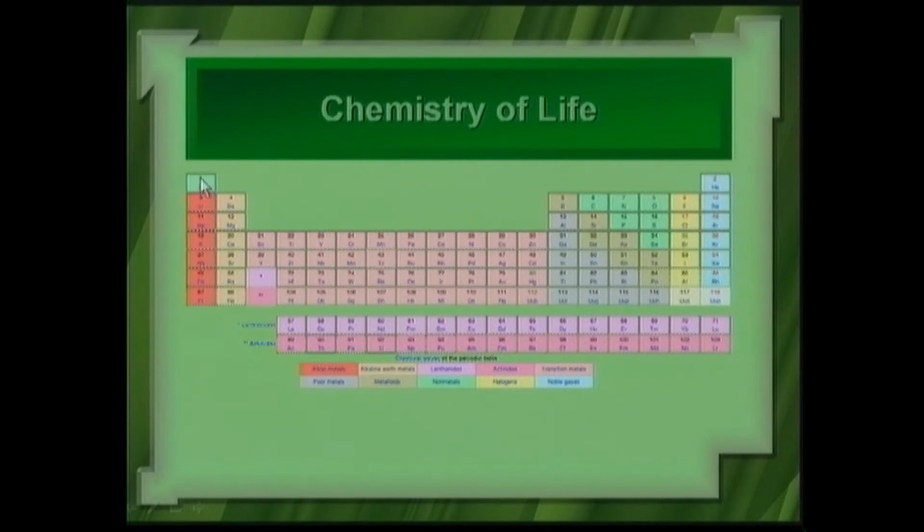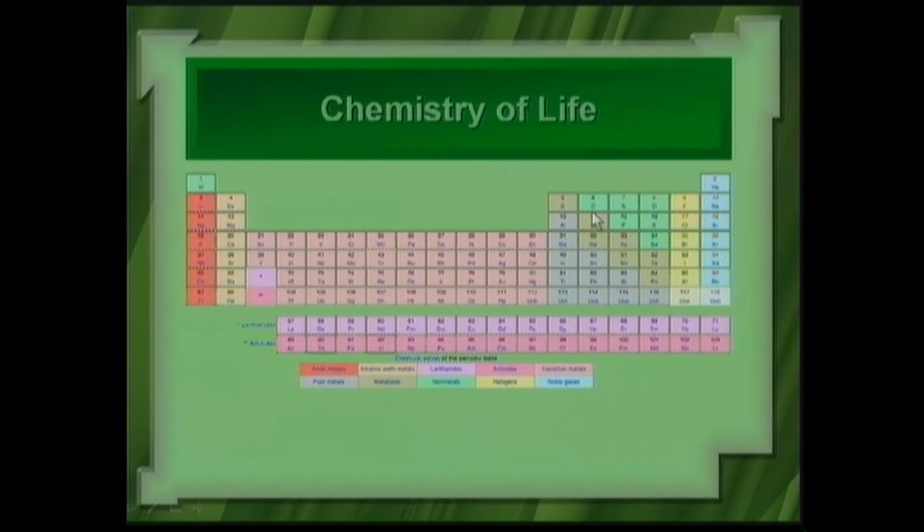What does 1 stand for? In hydrogen, it stands for the atomic number. That means that in the nucleus of a hydrogen atom, you'll have 1 proton. So that's the atomic number, 1. Another thing is that for hydrogen, 1 also stands for the mass number, because hydrogen is made up of 1 proton and 1 electron. That comprises a hydrogen atom.